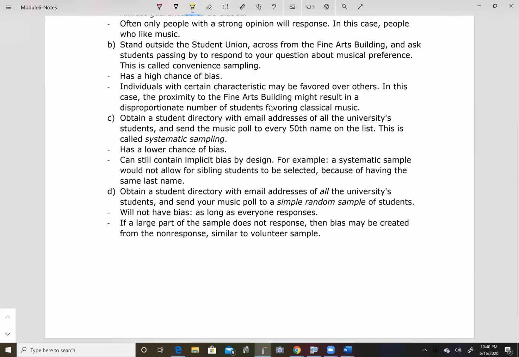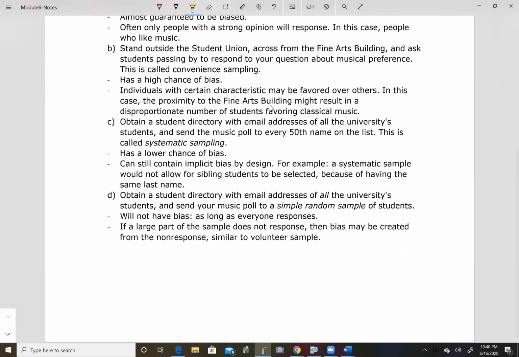Part C, obtain a student directory with email addresses of all the university students and send the music poll to every 50th name on the list. This is called systematic sampling because there's obviously a system happening. It has a lower chance of bias. You could still have bias.